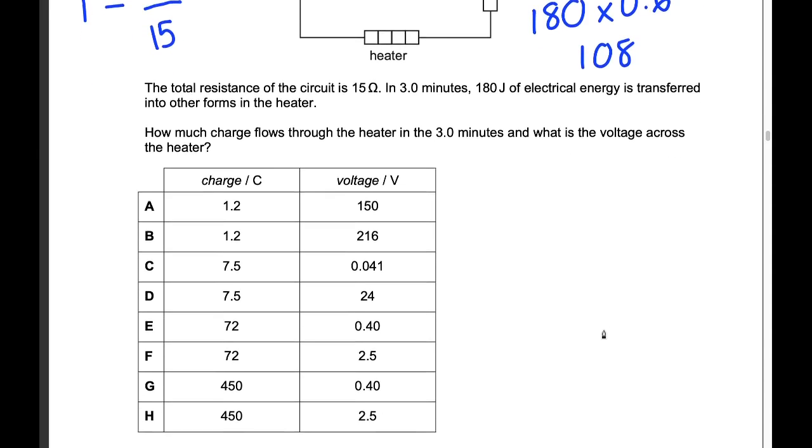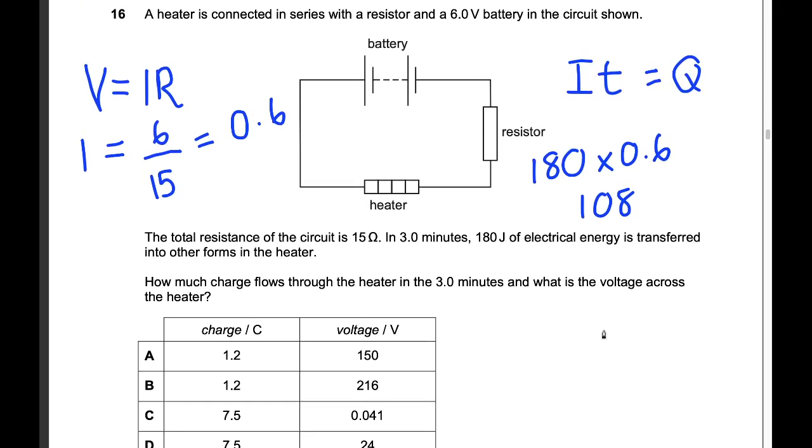108, is that an option? Oh, must have made a mistake somewhere. Let's have a look. Divide this by 3. Ah, it's 2/5. So it's not 108. This should be 0.4. So this will happen. You need to work backwards.